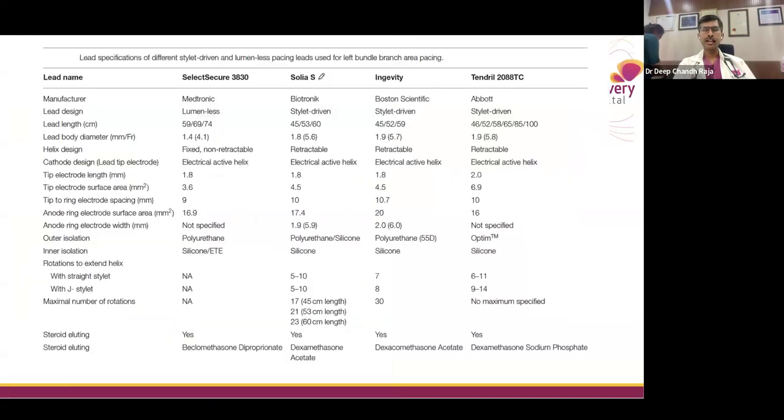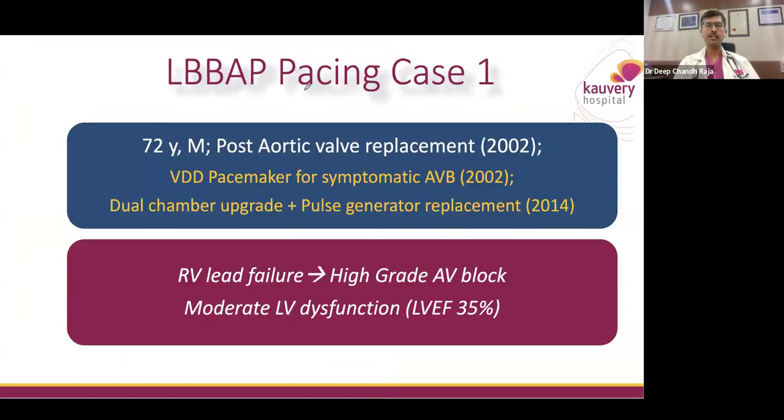And of course, the leads for Abbott, Boston, and Biotronik are the routine ones, Ingevity and Tendril for Abbott, and the Solia for the Biotronik leads, which, with the aid of the newly made sheaths, they were able to take past the left bundle branch or the interventricular septum.